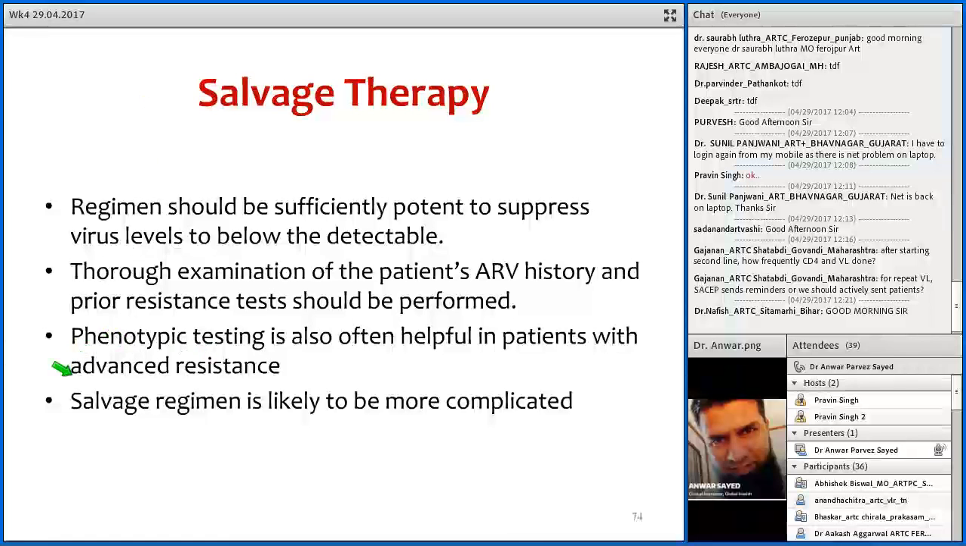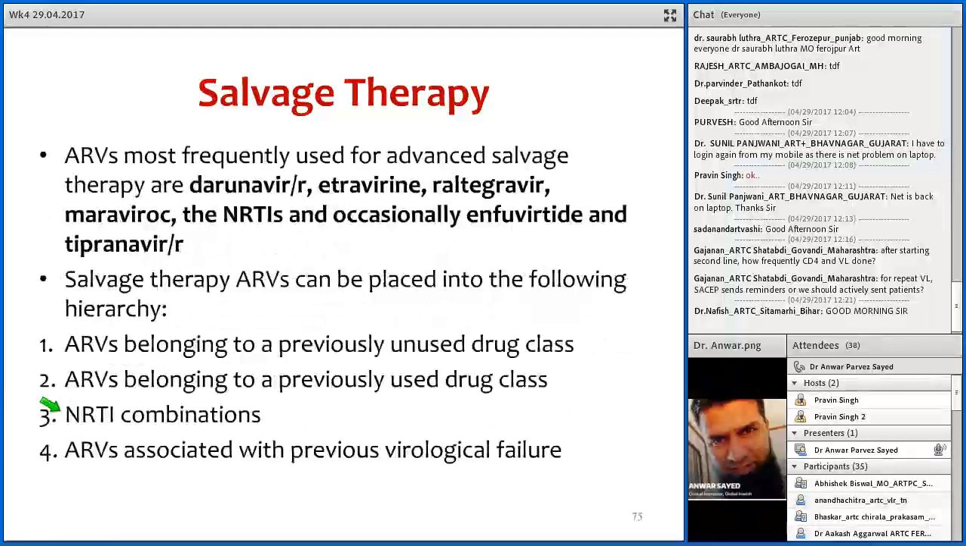Phenotype testing may be helpful in these, right? Because if you do genotype, every gene is present, every mutation is present. So genotype will not help. Phenotype may be helpful because there you will see what amount of drug or which drug will be helpful in reducing the viral load to at least the required concentration, required levels. Then regimens are complicated.